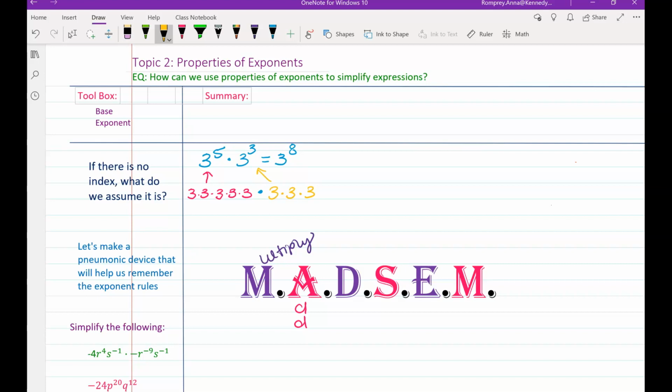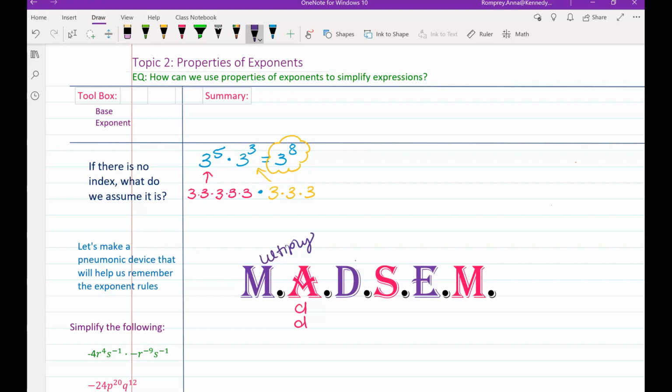How many 3s are there? 1, 2, 3, 4, 5, 6, 7, 8. There are 8. 3 to the 8th. So that is where that exponent rule comes from. If you are multiplying and they have the same base, you can simply add the exponents. Cool? So let's prove the next one.